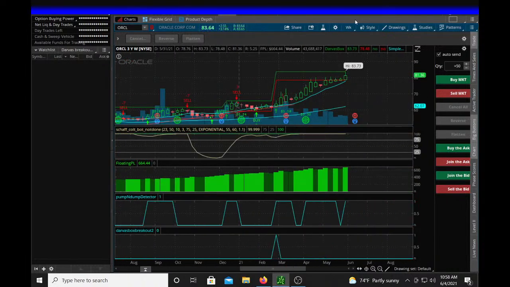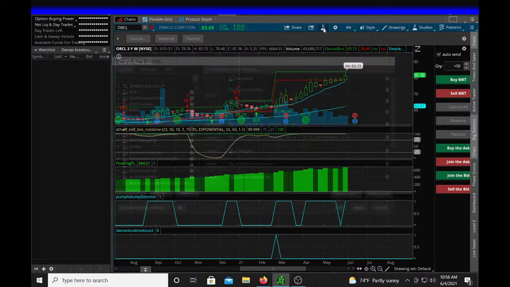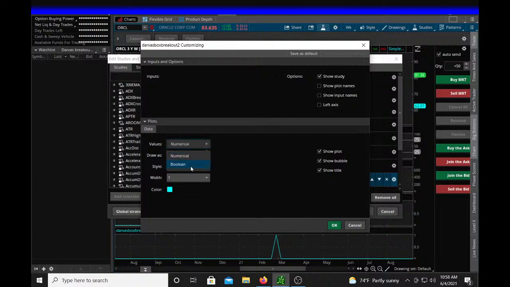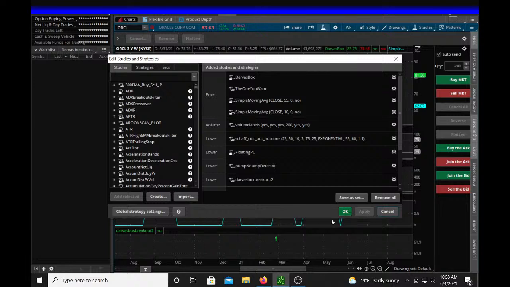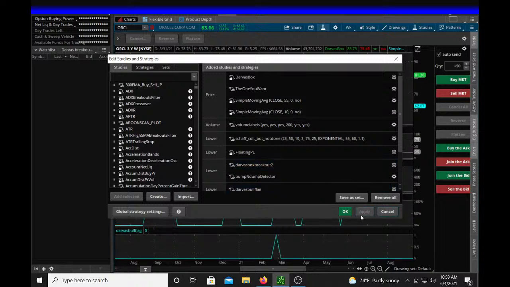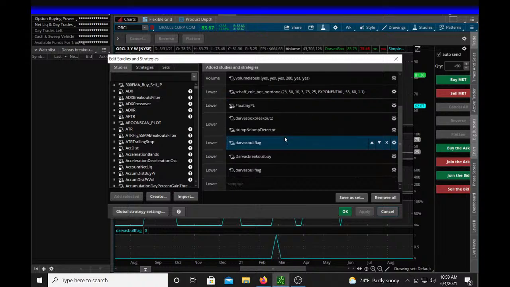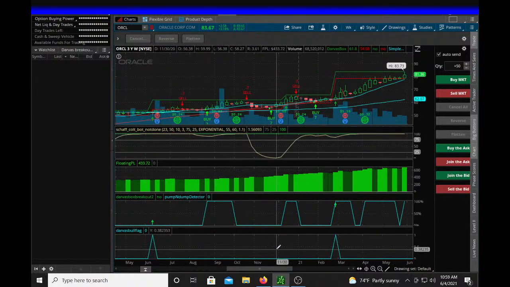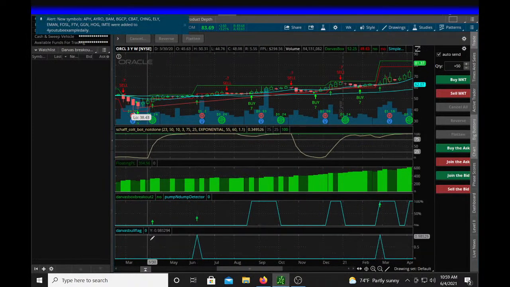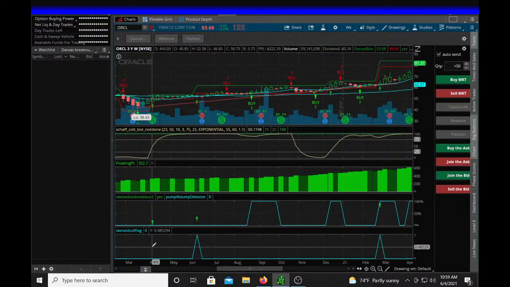So for our Darvis box breakout here, let's change it over to Boolean and do up arrow at low and make it a good color. Click OK, hit apply, and let's move that on top of the pump and dump detector. Now we can see we've got our Darvis bull flag, and it looks like it catches most of them, but this one was not caught because one is looking for the open and one is looking for the close.